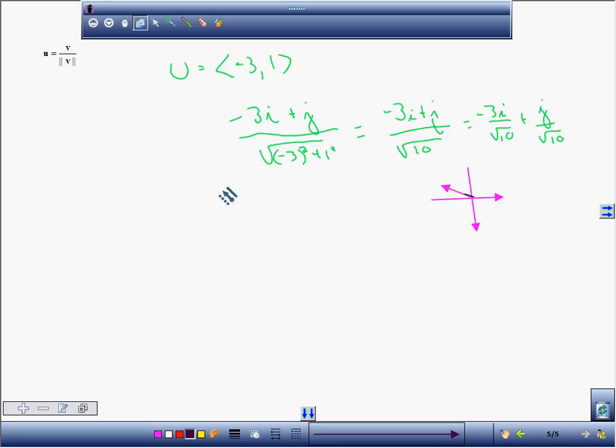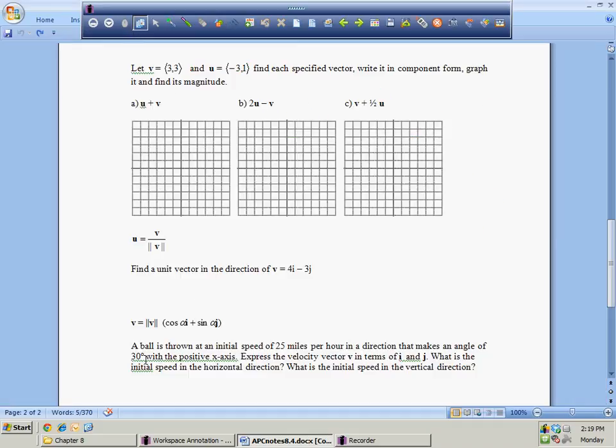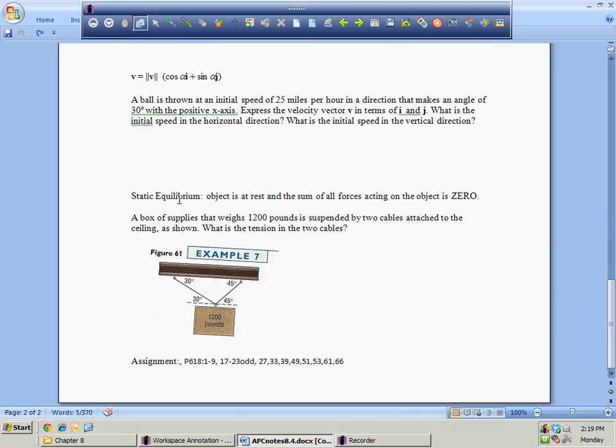Next, last thing we're going to talk about here. I didn't do this example, that's okay, I did a different example. So the last thing is, a ball is thrown at an initial speed of 25 miles an hour. This is where vectors come in handy with projectile motion and stuff.